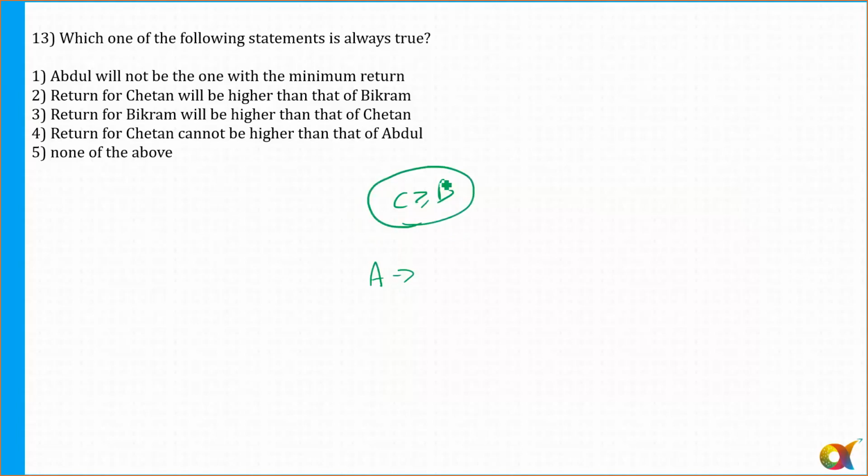So what is the answer? The answer is option number 5, none of these. Now tell me if there are any doubts to anyone in question number 30. So can I move to the next question?